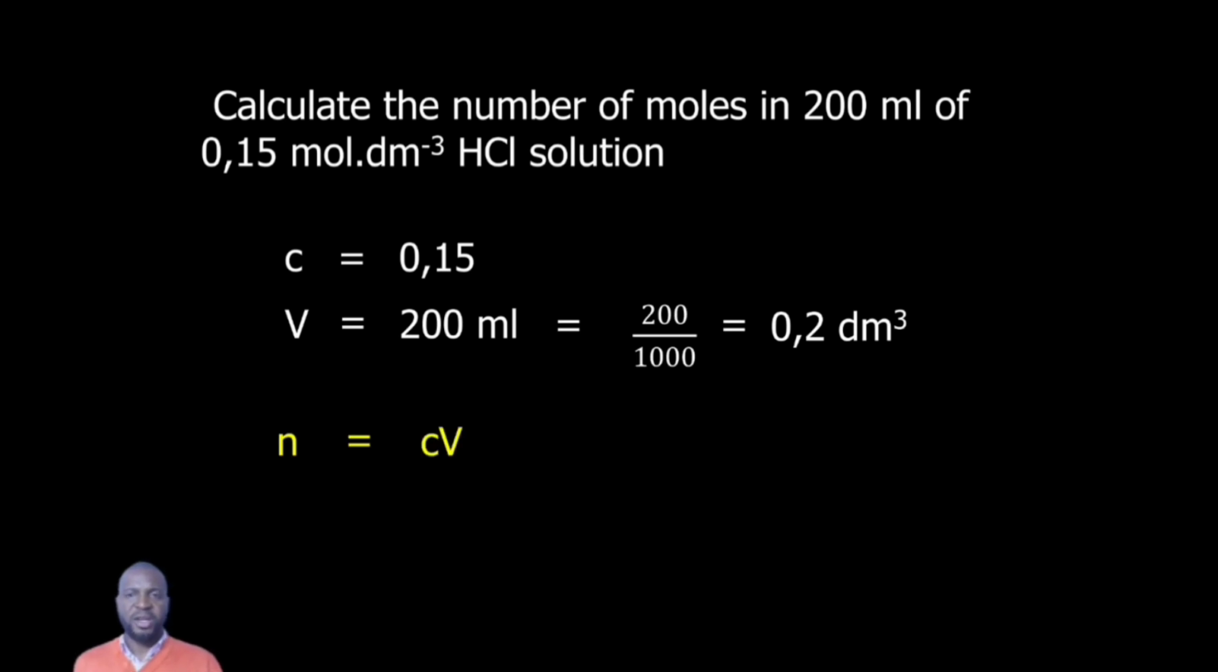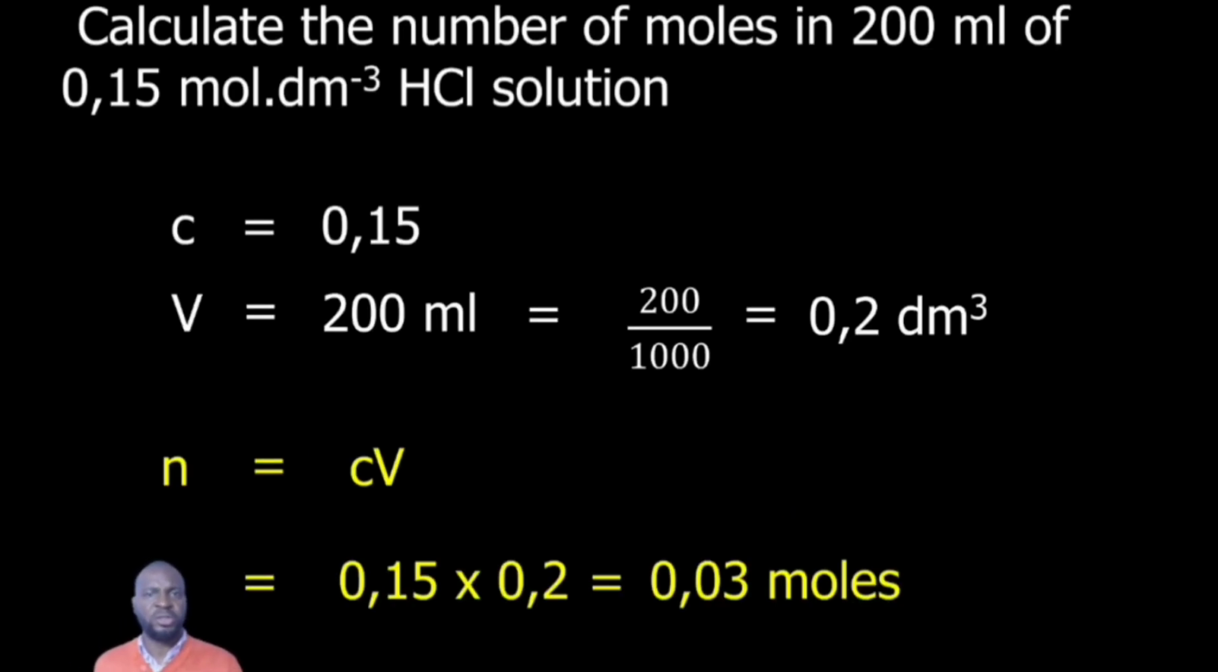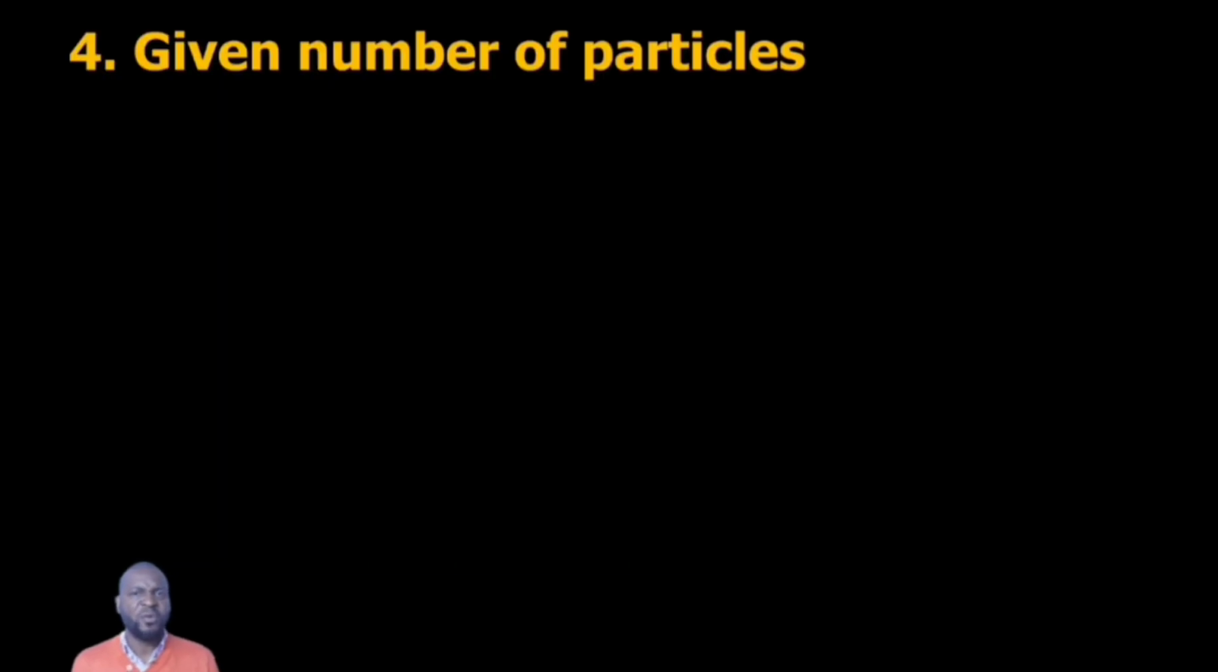So we now have n equals CV, 0.15 times 0.2 to give me 0.03 moles. So you should be able to calculate moles given concentration and volume. Where you see a question presenting to you the concentration value, the volume value, they're basically saying work out the moles. The fourth way is when you're given the number of particles.